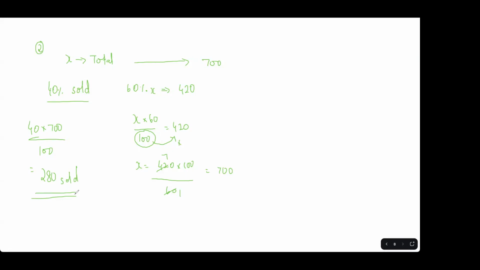40% apples is sold, 60% is remaining. That means, correct, 60% of the total apples is 420. So by calculating, we got that the total number of apples was 700. Now there are two ways. Either you solve 700 minus 420, which gives you 280, or you find 40% of 700, which is 280. So how many apples are sold? 280 apples are sold. Understood? Okay, sir. Yes, sir.